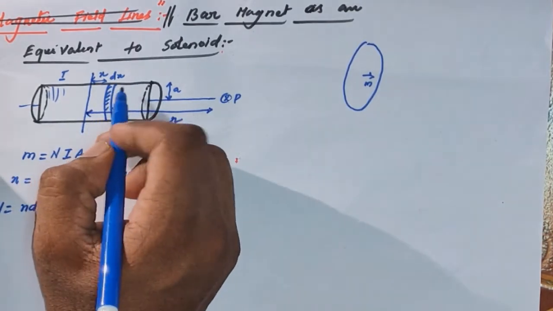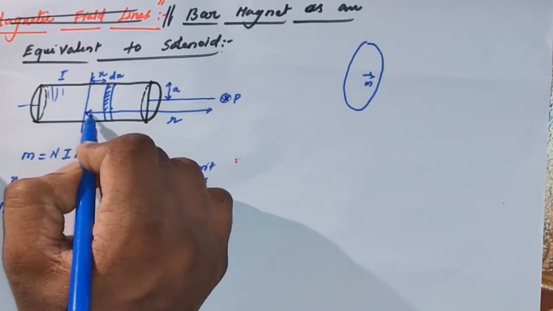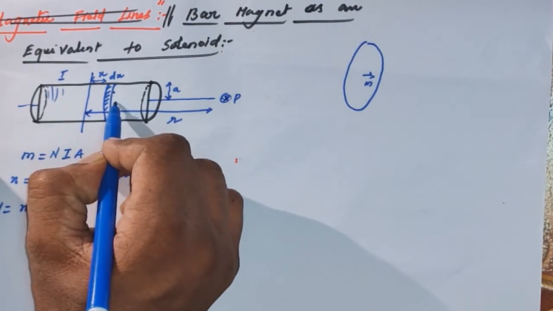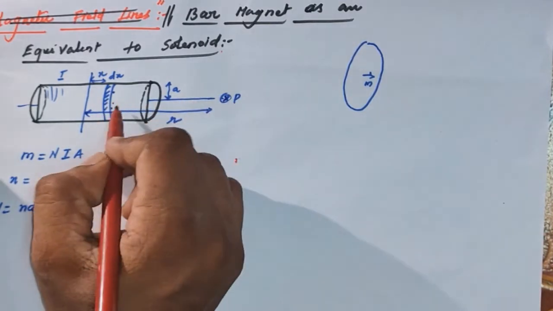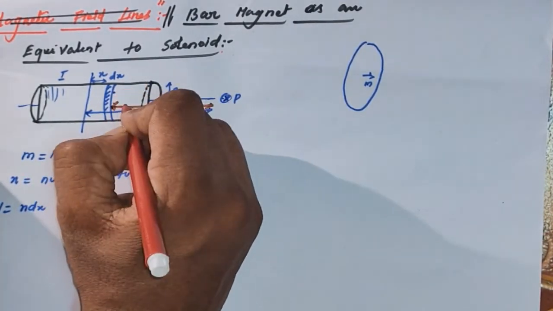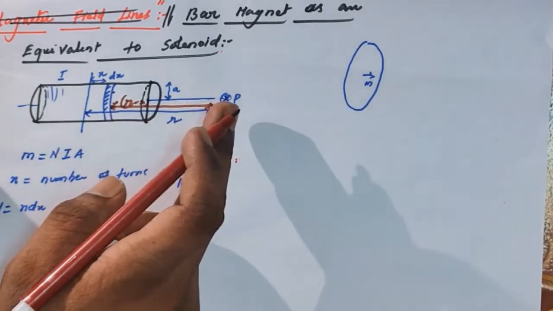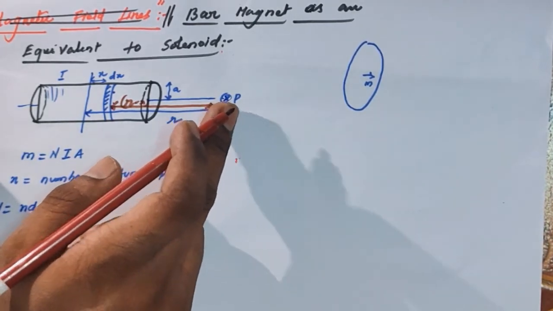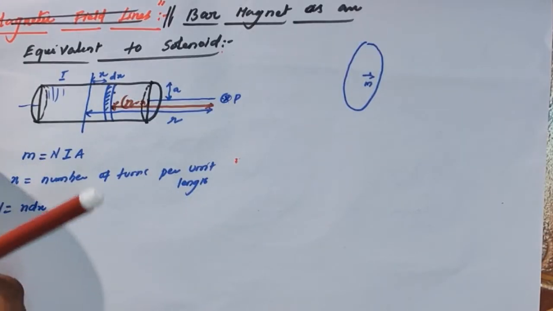So the distance of the point P from the dx element would be equal to r minus x. This distance we can mark using a different color. So this distance would be equal to the small r minus x. This would be the distance of the dx element from the point P. At the point P, we are going to measure the magnetic field due to the current carrying solenoid I.